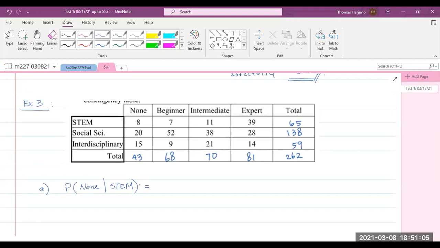So we select from those in STEM. How many people in STEM? There are 65 people in STEM. Right now, of those 65 people in STEM, how many of them have no technical expertise at all in technical writing? There are 8 of them. Okay, of these 65 people, which we already added, we already did that addition, 8 of them are without technical writing expertise.